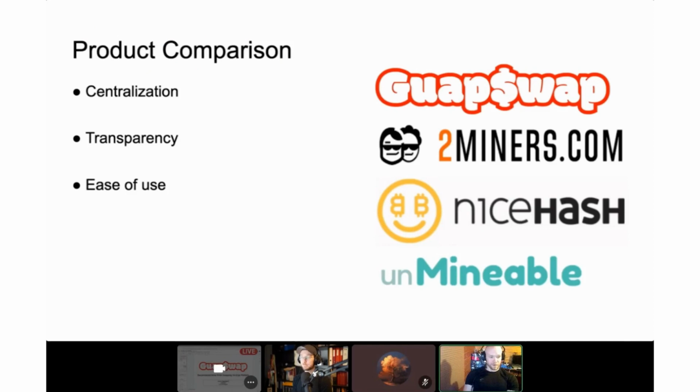I'm Salvarez, and I'll be talking about the product comparison. We're basically going to be talking about different products that are similar to GuapSwap, but most of them are on other chains, as GuapSwap is the first product that is actually going to do this on the Ergo blockchain. Things we want to look at are centralization, transparency, and how easy these different products are to use. The first one we're going to go over is unminable.